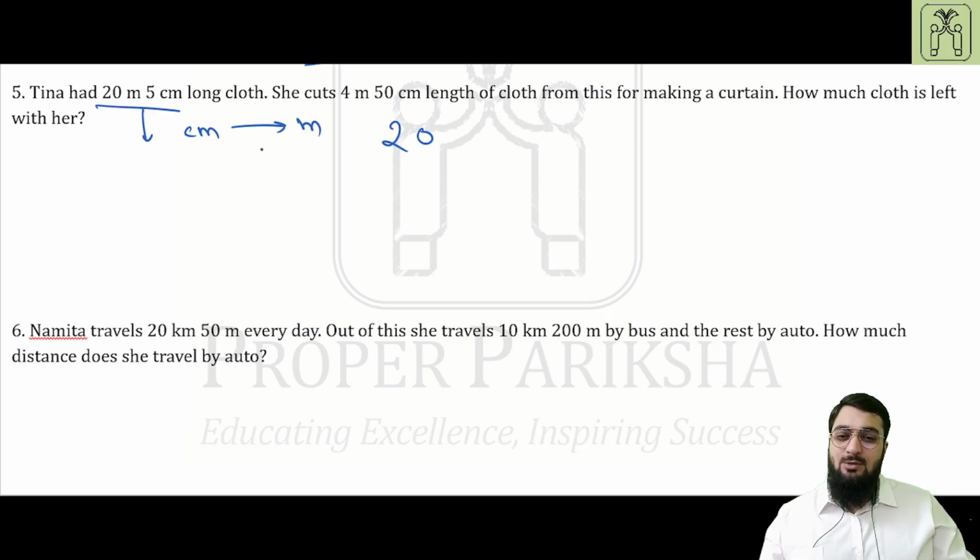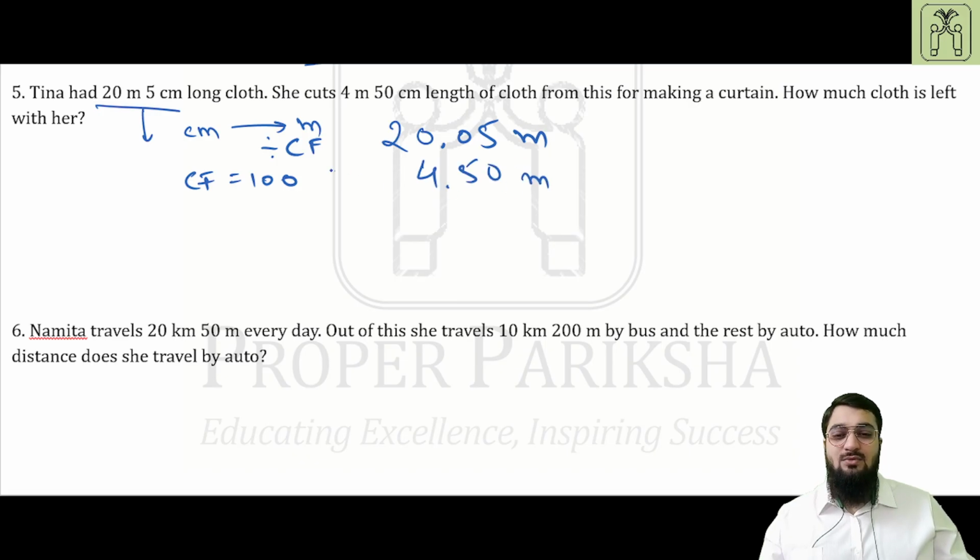So meter is a bigger unit, and we will divide with the conversion factor. The conversion factor is 1 meter is equal to 100 centimeters. So we will divide 5 by 100, which will give us the answer of 20.05 meter after conversion. And similarly over here we will have 4.50 meter, and this will be subtracted.